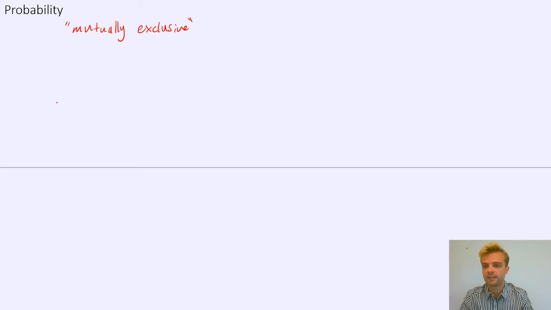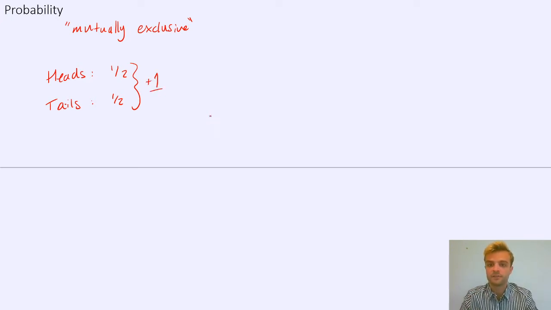So the probability that I get a heads, for example, when I flip a coin is a half, and the probability that I get a tails is a half. And you may notice that those two things add to make 1. Now, in fact, if I'm listing every possible outcome of something happening, then they will always add up to 1.